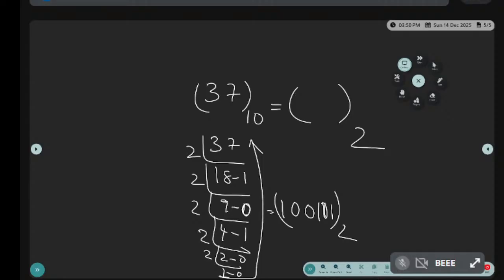Next one. Convert decimal to octa equivalent. Decimal to binary is completed. Now convert decimal to octa equivalent.